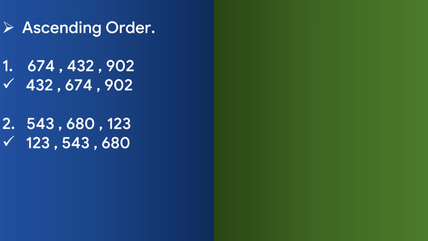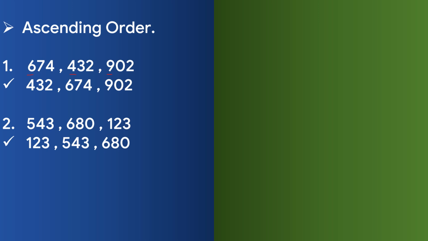So first, see here. Your first number is 674, then 432, then 902. Whenever you have to compare any numbers, you have to see their first digit only. So just see the first digit of all these numbers. Here the first digits are 6, then 4, then 9. From these 3 digits, which one is the smallest digit? 4. So you have to write down 432 first.